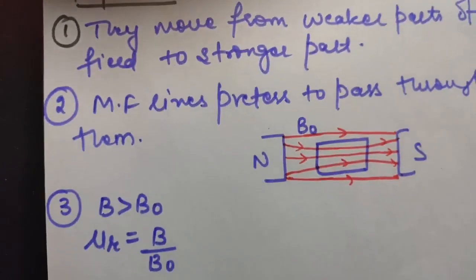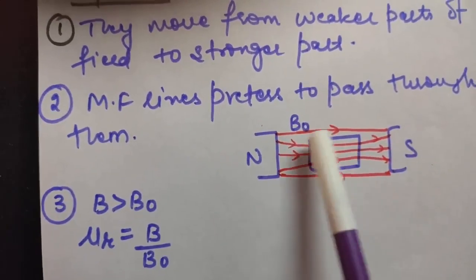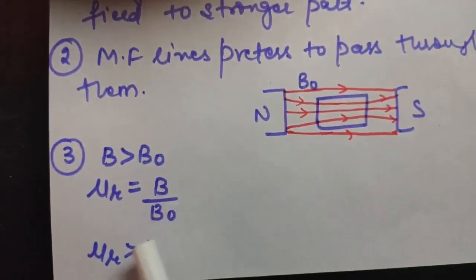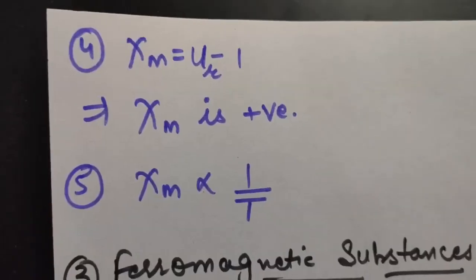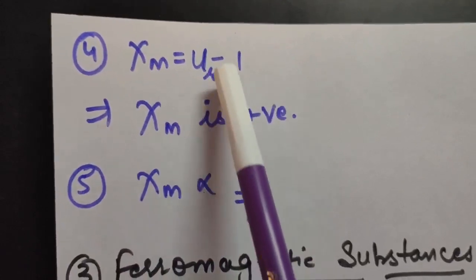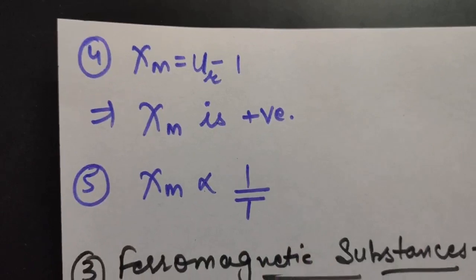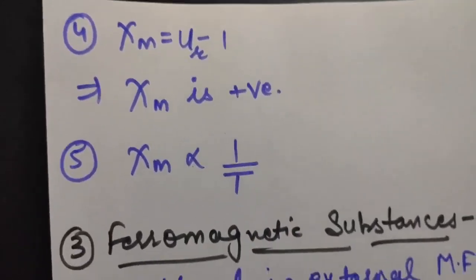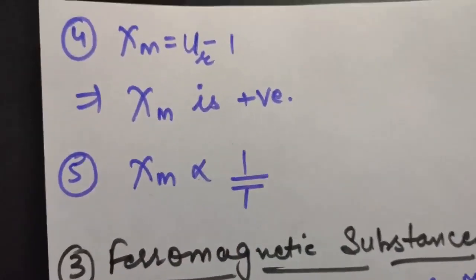So the third property, again B naught is the outside magnetic field, B is the inside magnetic field. Now as you can see here, B is greater than B naught. So if B is greater than B naught, that means mu r will be greater than 1 for paramagnetic substances. Now the fourth property, chi m is mu r minus 1. If mu r is greater than 1, that means magnetic susceptibility will come to be positive for paramagnetic substances. And for these substances, magnetic susceptibility is inversely proportional to temperature.